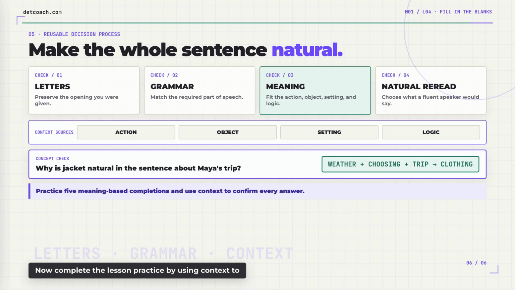Now complete the lesson practice by using context to decide among meaning-based candidates. Keep the order simple: letters, grammar, meaning, and a natural final sentence.